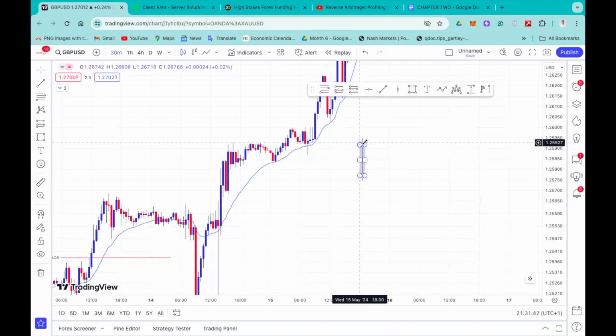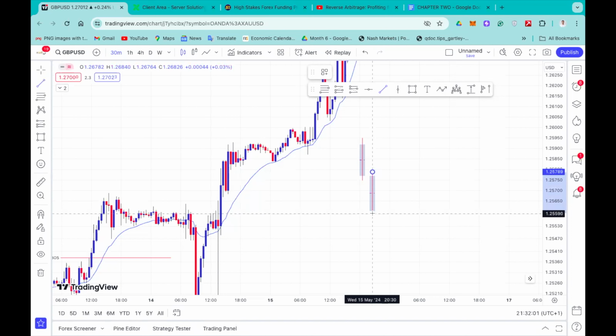Now, this is the first candle formation. This is the second candle formation, from here down to this place. It has its own wick, and then it has its own body. Okay, and then the third candle formation opens here.